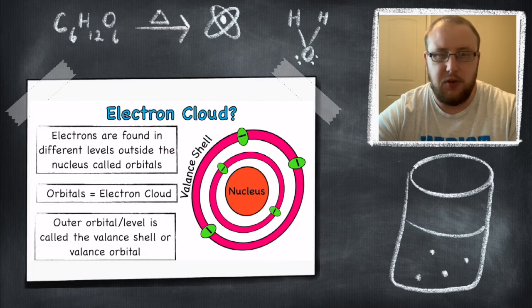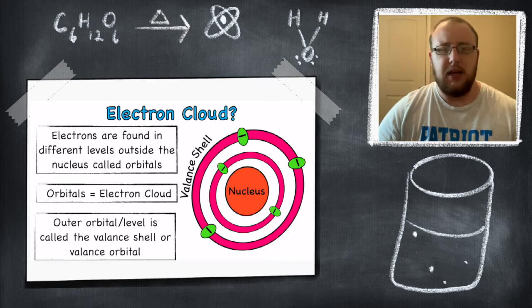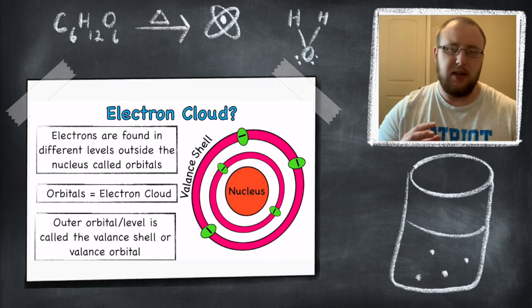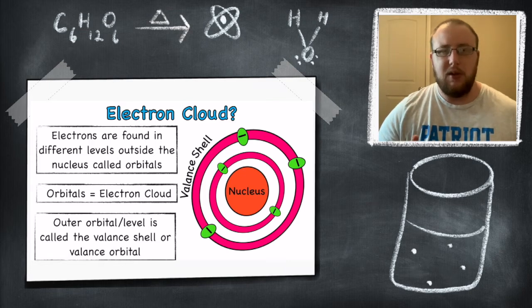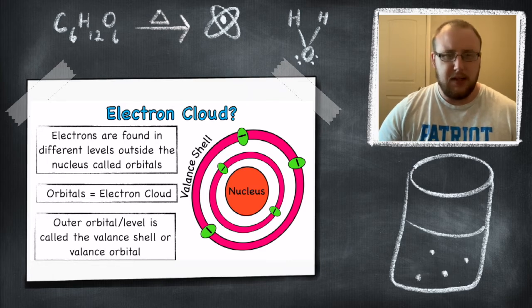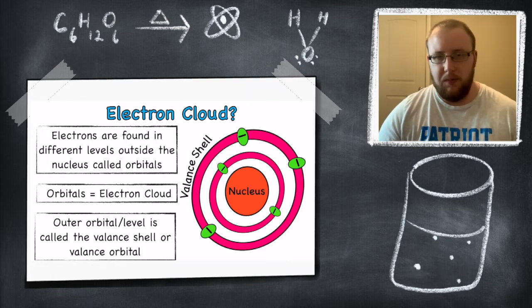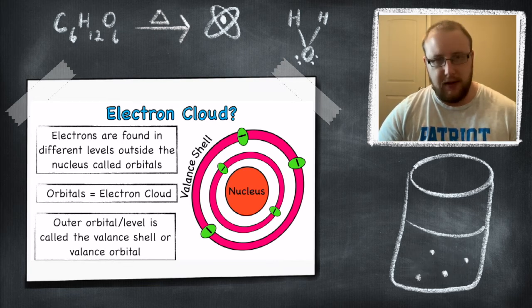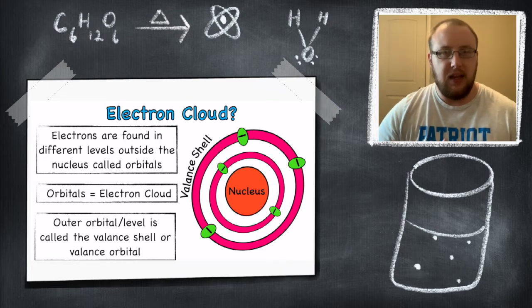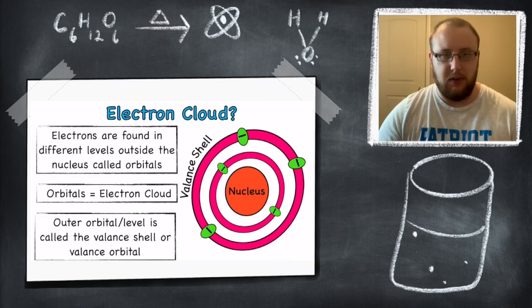Electrons are found in what we call the electron cloud. The electron cloud is basically all the different levels of orbits outside of the nucleus. You have your central nucleus, and then you have different orbits that come around. We find all these electrons in different levels or orbitals, and all of them together we call the electron cloud. The outermost level, the one that is the farthest away from the nucleus, is called our valence shell, or our valence level. Electrons found on this are our valence electrons. These are your most reactive ones. These are the ones that are either given up, taken, or shared. These are the ones that interact with other elements.